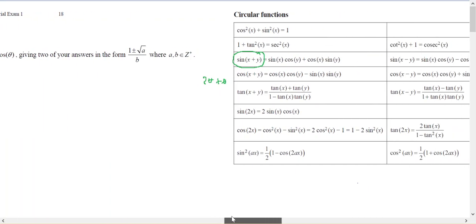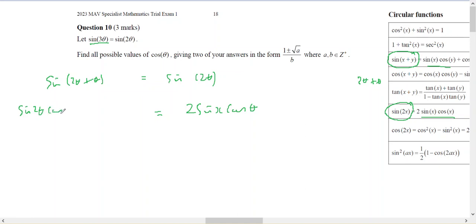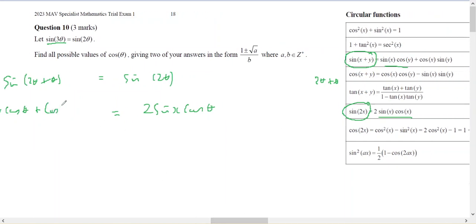That'll give me a 3 theta. And for the sine of 2 theta, I'd like to use this. Okay, so sine of 2 theta plus theta equals the sine of 2 theta. So my right-hand side becomes 2 sine of theta cos of theta. And my left-hand side becomes sine of 2 theta times the cos of theta plus cos of 2 theta times the sine of theta.